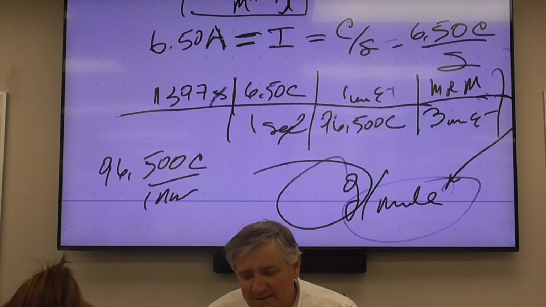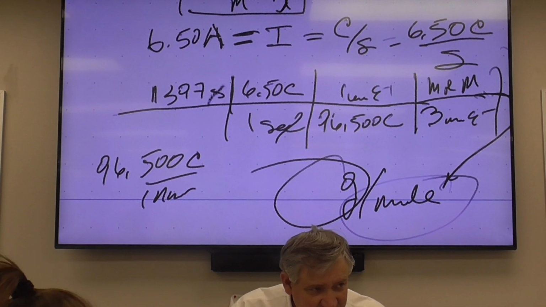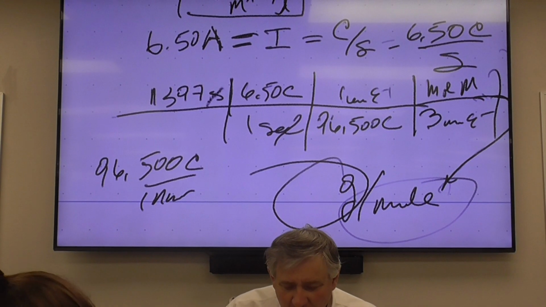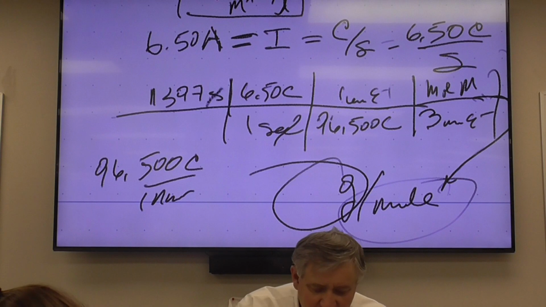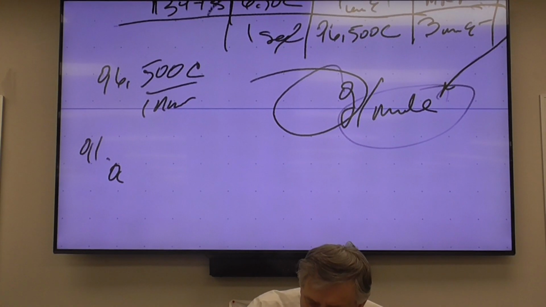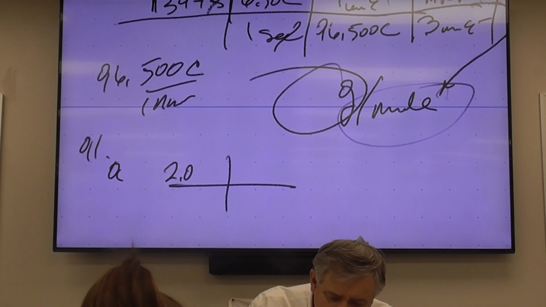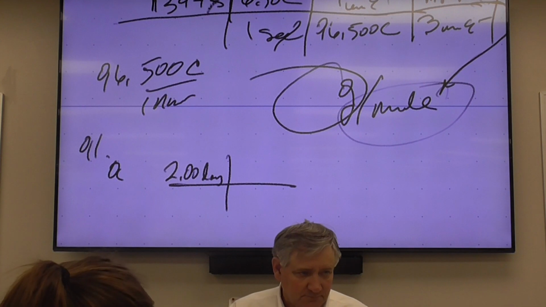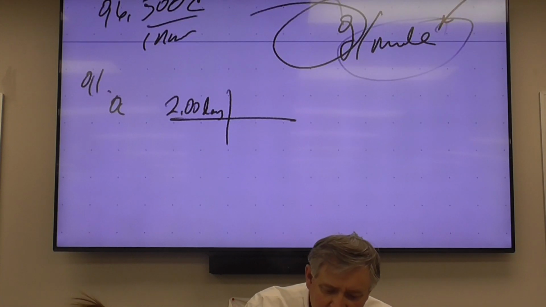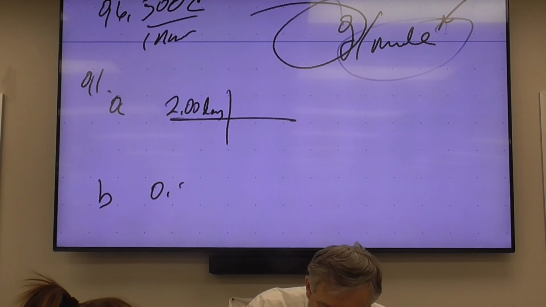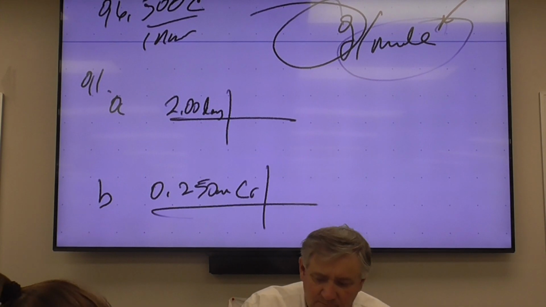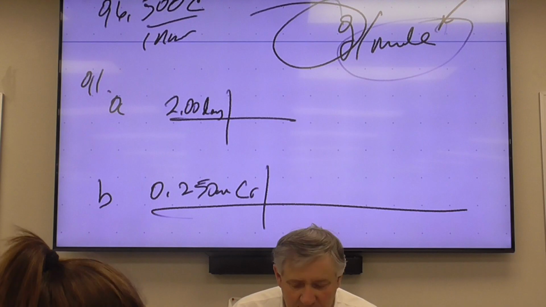Look on your calculator. Okay, on the 2 problems out of the textbook, on 91, this is what I would do. On part A on 91, start your conversion with the 2 days. On B start with the 0.250 moles of chromium. These are just basically long stoichiometric problems.